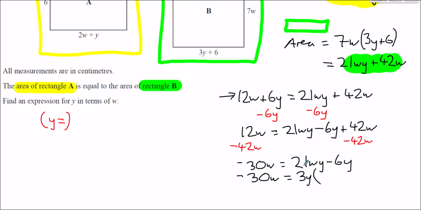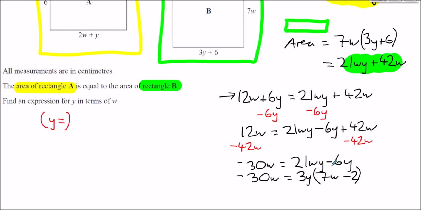So I've got 3, I want to have 21. I need to times 3 by 7 to get 21. And because I want to have a w here, I need to multiply by a w there as well. Minus sign, so stick a minus sign in. I've got 3y, I want to go to 6y. So I need to multiply the 3 by the 2 to get the 6.